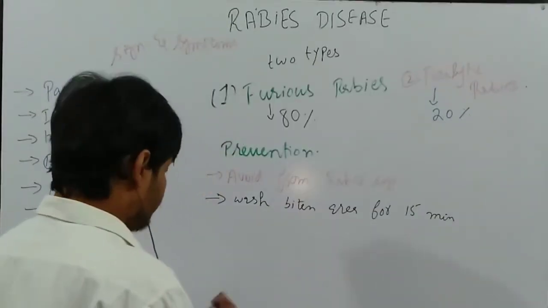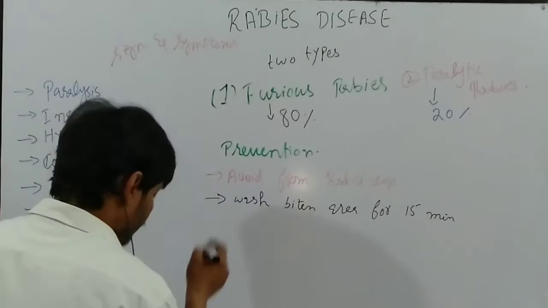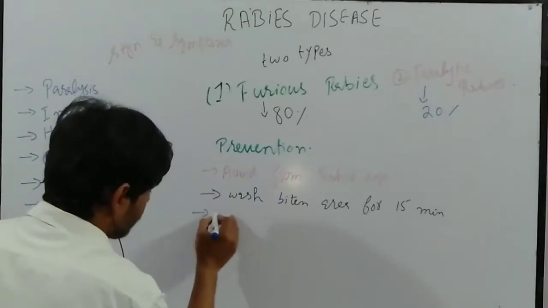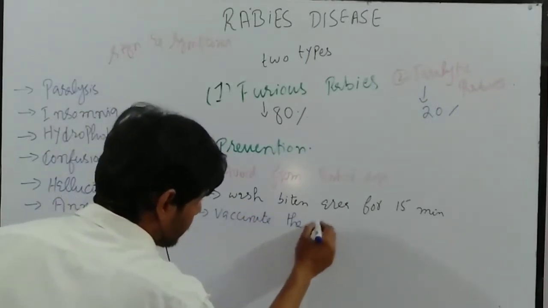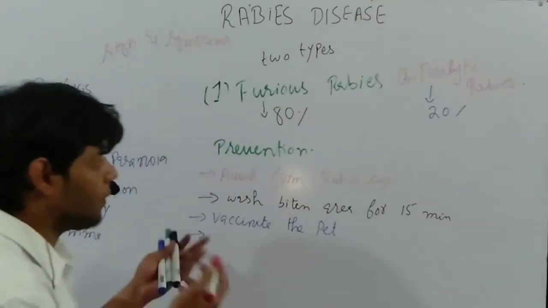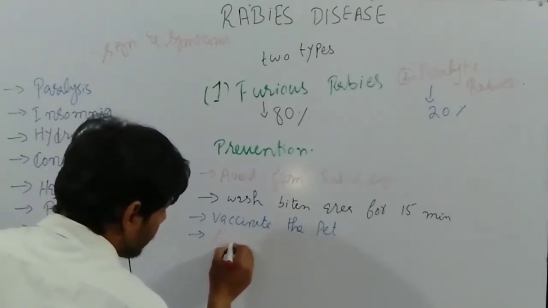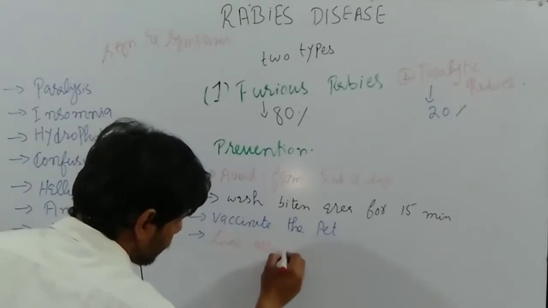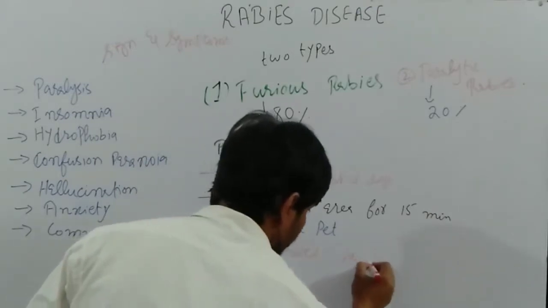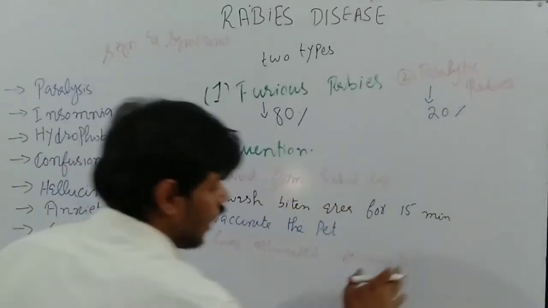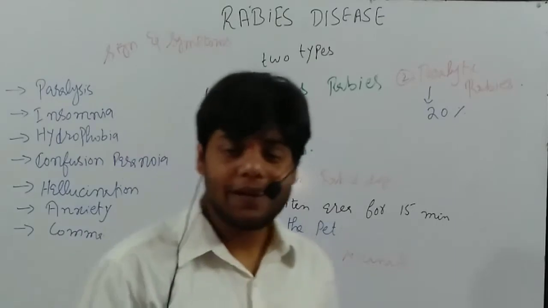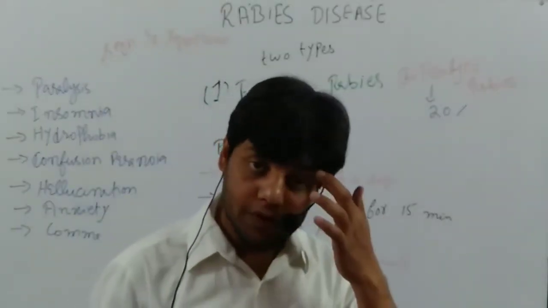Then another prevention is that we should vaccinate our pet. If we keep a dog as a pet, we should vaccinate it. Live attenuated vaccines are available for the prevention of the rabies virus. These are the main ways we can prevent ourselves from the rabies virus.